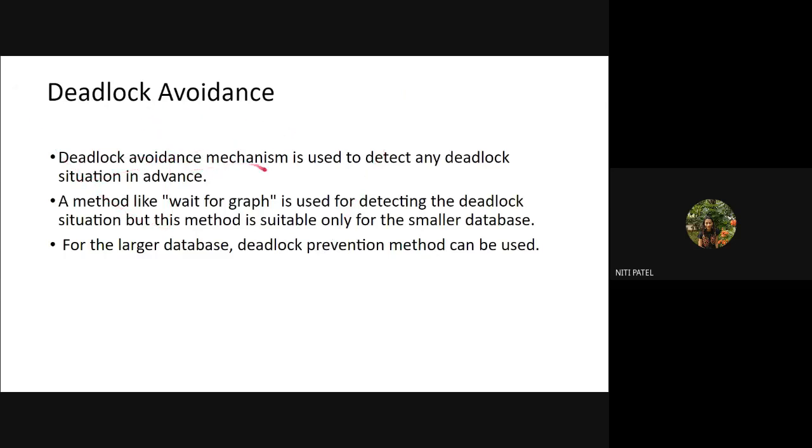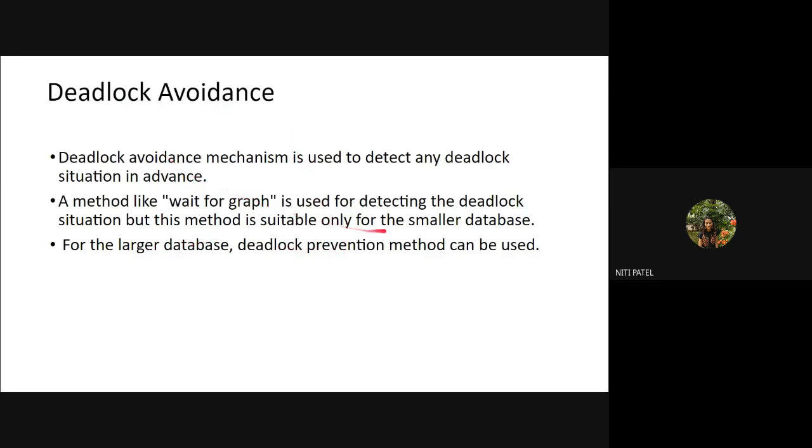The deadlock avoidance mechanism is used to detect any deadlock situation in advance. That means if I want to avoid it, I will check the graph and try to avoid it well in advance. So how can I avoid it well in advance? By using a method called wait for graph. Wait for graph is used to detect the deadlock situation, but it is suitable only if the database is smaller. If the database is larger, I have to use deadlock prevention techniques.